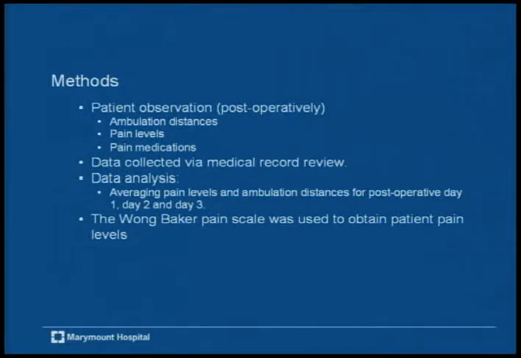During the 6 weeks of data collection, data was collected via physical and occupational therapist notes and medical record review. For data analysis, we averaged pain levels and ambulation distances for post-operative days 1, 2, and 3. The Wong-Baker pain scale was used to obtain patient pain levels. In this pain scale, the pain is rated on a scale from 0 to 10, with 10 being the most pain and 0 being no pain.